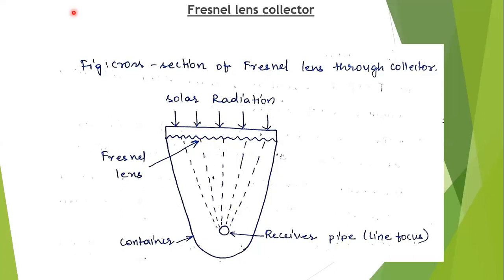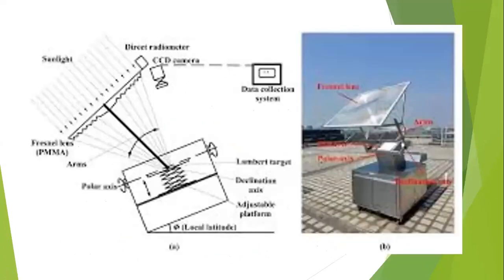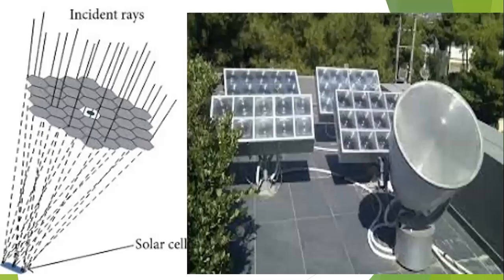We will see the practical Fresnel lens in the next slide. In the practical Fresnel lens, the solar radiations are concentrated. This is the Fresnel lens, and the rays are connected to the same focus point here. From here a receiver pipe will be there and it will be transferring heat to the desired places. Practically this will be like this. Beneath the glass there will be a Fresnel lens. You can see clearly.